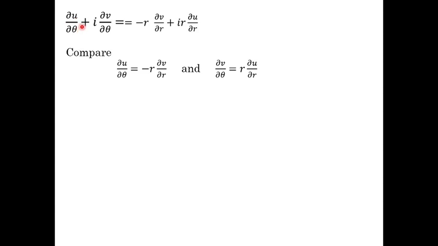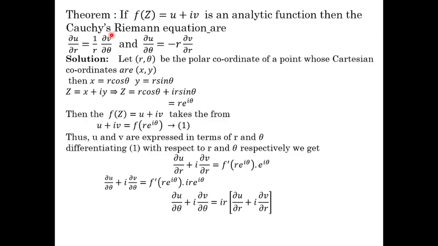Dou u by dou theta plus i into dou v by dou theta. Here, now multiply this one: i into r dou u by dou r plus i into r into i, that gives i square. I square can be written as minus 1 into r dv by dr. So we write that one, minus r dv by dr plus i into r dou u by dou r.